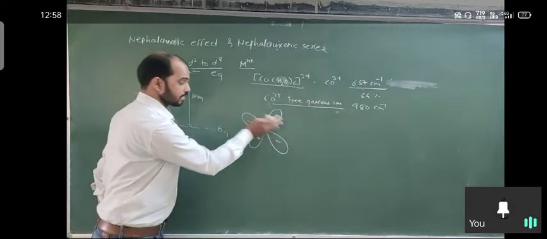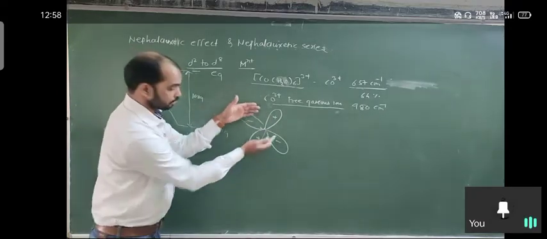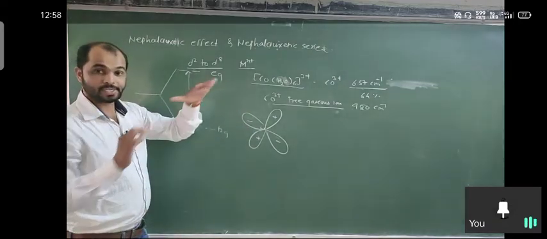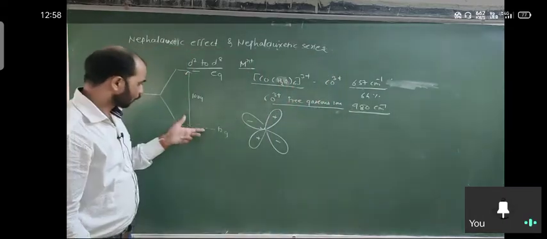So to avoid this repulsion, the splitting is larger. The splitting is larger because the electrons lie more close to each other. So that's why the splitting is larger. That means it shows a large difference between the two energies.